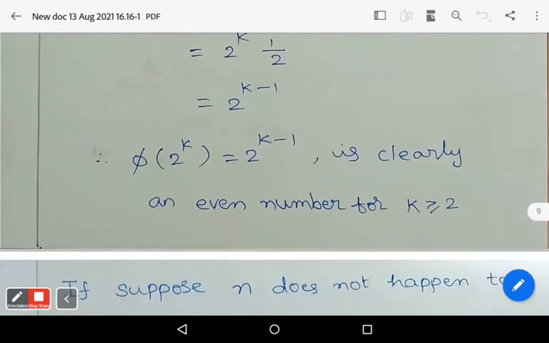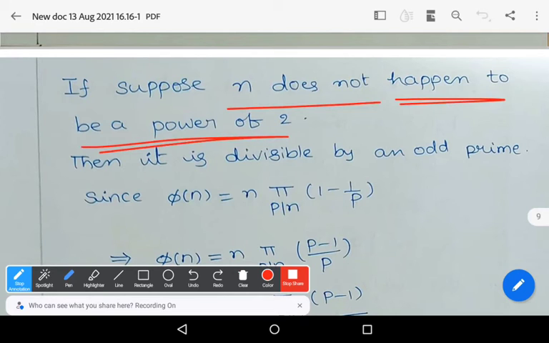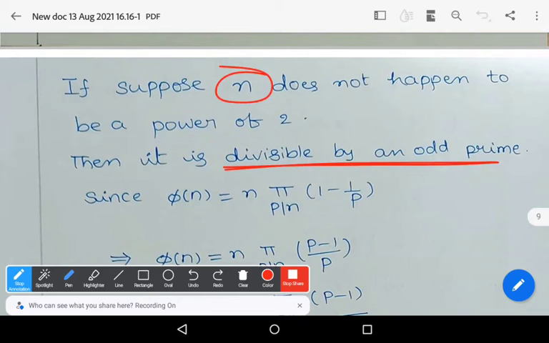Let us go for the case: suppose n is not a power of 2. Suppose n does not happen to be a power of 2. Then it is divisible by an odd prime number. If n is not a power of 2, then clearly there is an odd prime that divides n. So this n is divisible by an odd prime number.